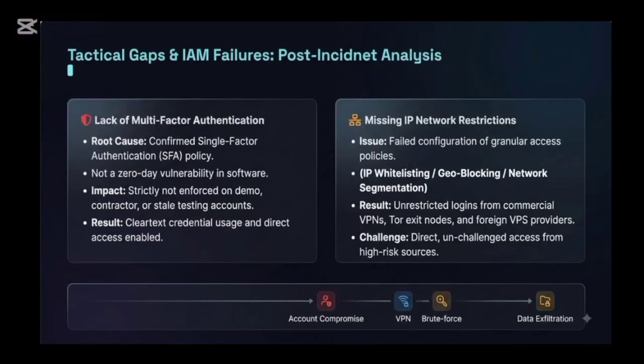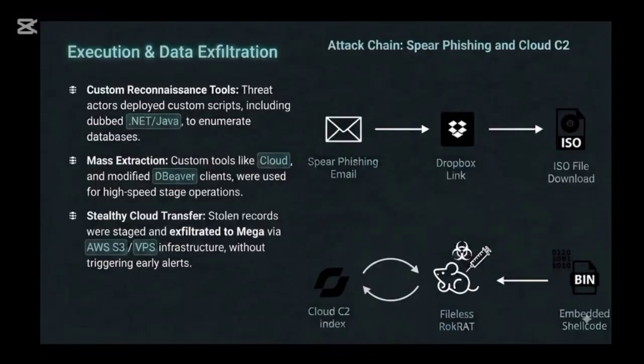Well, why was it that easy for them? It all comes down to a major failure in IAM. Think about it. They allowed single passwords without MFA on test and contractor accounts. On top of that, there were no IP or location restrictions. So the attackers literally used commercial VPNs and Tor to log in from anywhere in the world without a single alarm going off. Okay, now our current question is: once they got inside, how did they actually steal the data?